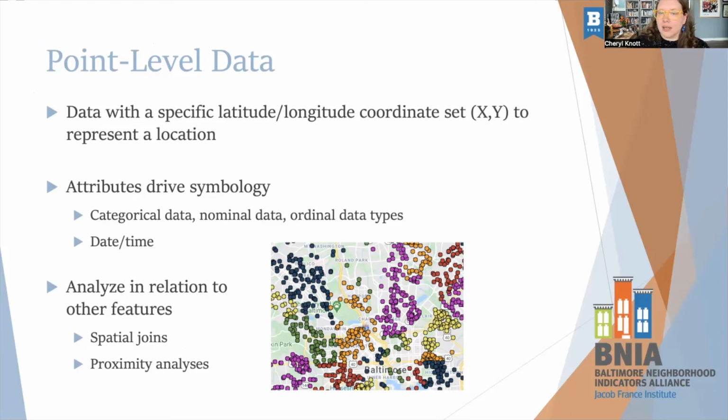And so once we have data that is in a GIS system as this point level data, we're able to make some visualizations, we're able to make some maps, we can use different symbols to represent different attributes that we have in our data, and we are able to analyze different data types. So we can create symbols based on categorical data, nominal data, ordinal data as well. We're able to create symbols and make some visualizations based on time information as well, such as date and time of day.